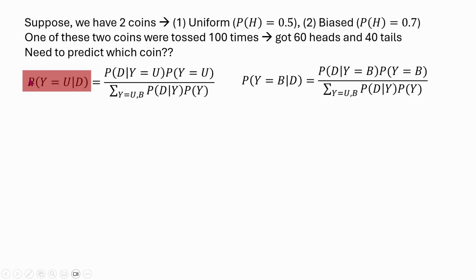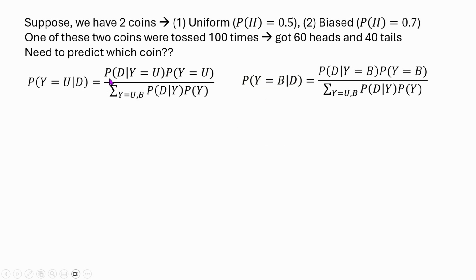First of all, let's explain this. We need to get the probability of y equal to u, that means the coin being uniform, given the data that we have. These are observations. We have observed these events. So given our observation, we also need to get the probability of the coin being biased, given whatever we observed right here, 60 heads and 40 tails. If this probability value is bigger compared to this one, then we are going to say that the coin was uniform because this is more probable to happen. On the other hand, if we get this value as bigger, then we are going to say that the coin was most likely biased.